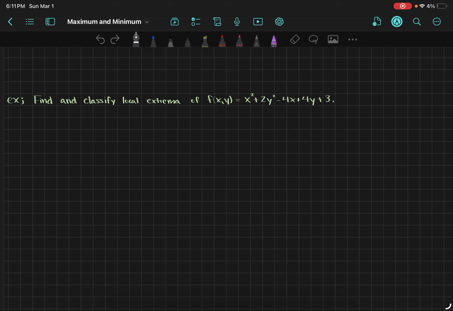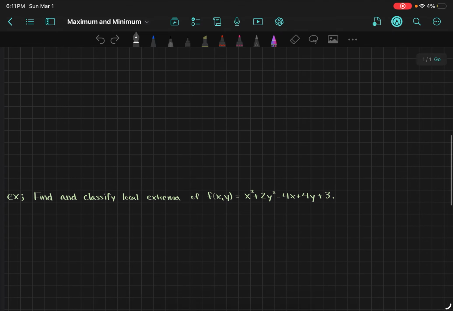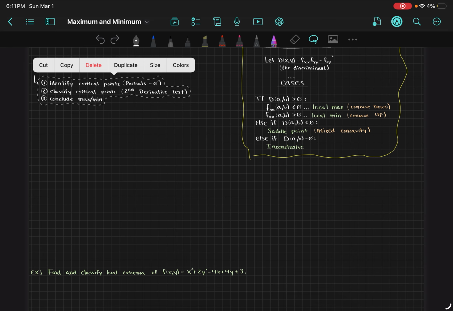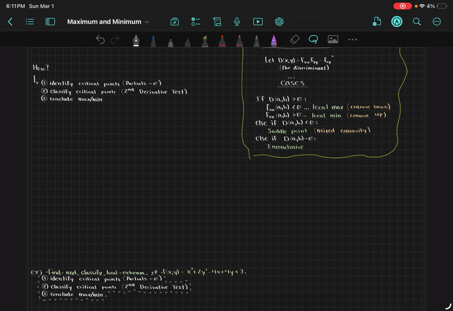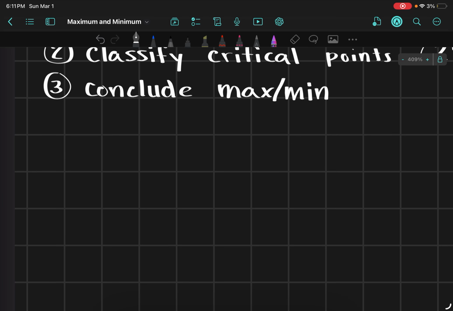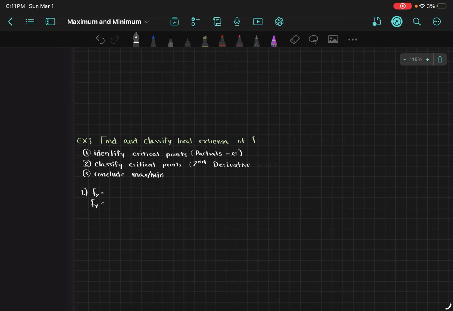Find and classify local extrema of f(x,y) equal to x squared plus 2y squared minus 4x plus 4y plus 3. Well, how are we going to do that? We're going to copy down our 3-step process up here. Step 1, we're going to find our critical points when the partials are equal to 0. So we're going to find our partial in x and our partial in y, and we're going to set these both equal to 0.